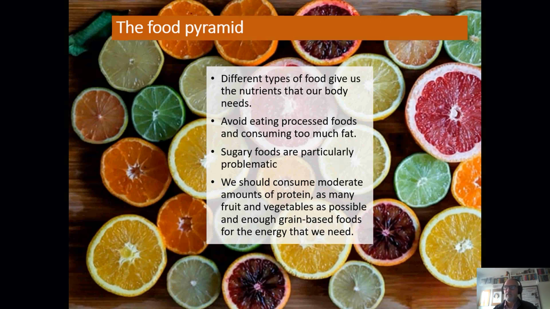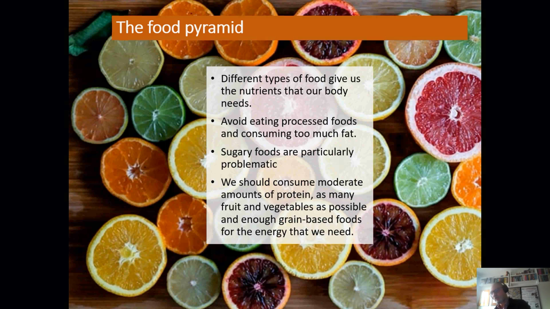Okay, so one of the ways of describing the molecular content of food is to think about the food pyramid. So it's the different types of food, nutrients that the body needs. But of course, today it's actually very difficult to avoid processed foods.